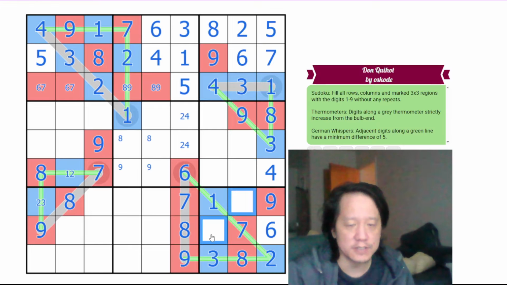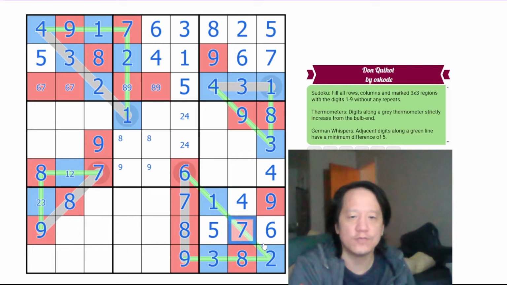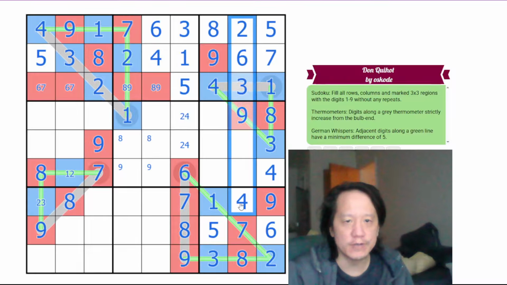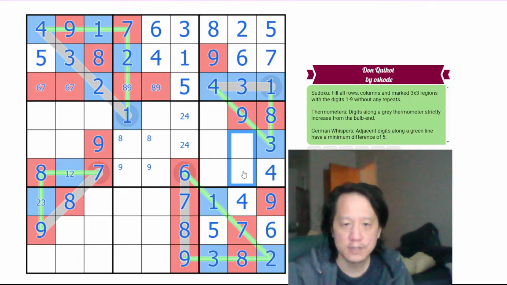Remaining digits in this lower right-hand box, we have 4 and 5. 4 can't be here because of 4 in the column, so this is 5 and 4. And we're just going through the paths where we have the most given digits now. Column 8, we are missing 1 and 7. Is that right? Yeah, no, 1 and 5. So this has to be a 1, 5 pair.